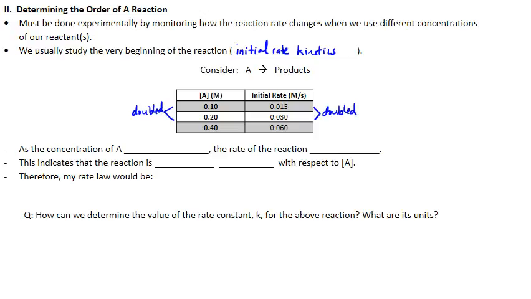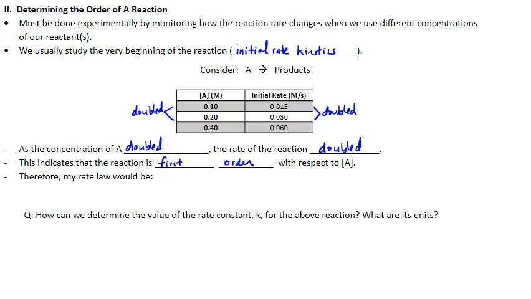This means that the rate was related to the concentration. There's a linear relationship there, right? As one doubled, the other doubled. Okay? So as the concentration of A doubled, the rate of the reaction doubled. This indicates then that the reaction is first order. All right, first order with respect to A.